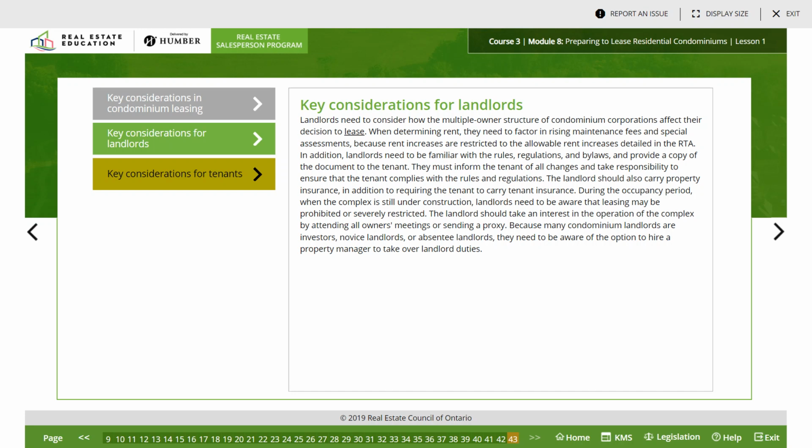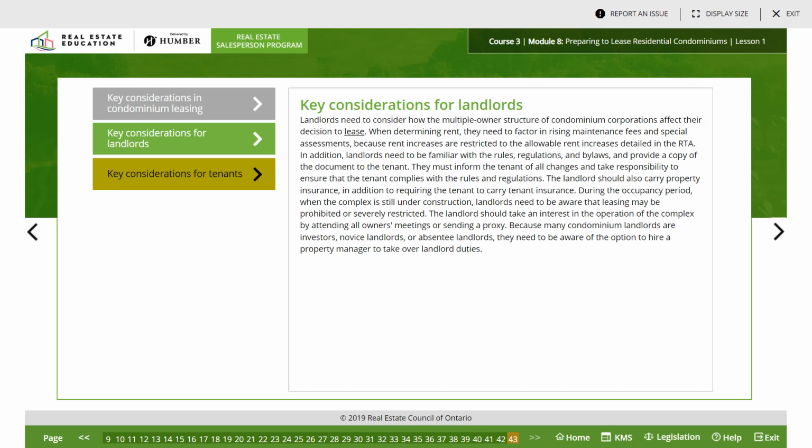In addition, landlords need to be familiar with the rules, regulations, and bylaws and provide a copy of the document to the tenant. They must inform the tenant of all changes and take responsibility to ensure that the tenant complies with all rules and regulations. The landlord should also carry property insurance in addition to requiring the tenant to carry tenant insurance.